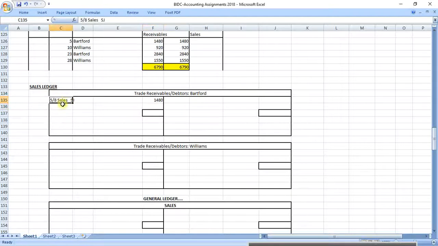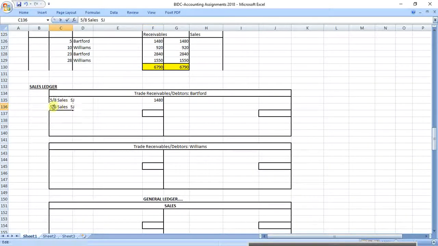Right, then you would literally copy paste that again, but just change the dates, because Bartford also bought from you on the 23rd. Okay, for 2840, and that's it. And then you would just balance. Yeah, you just total up.